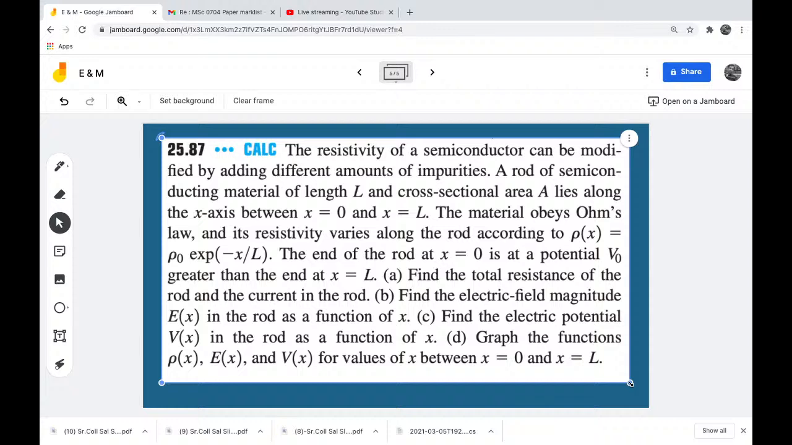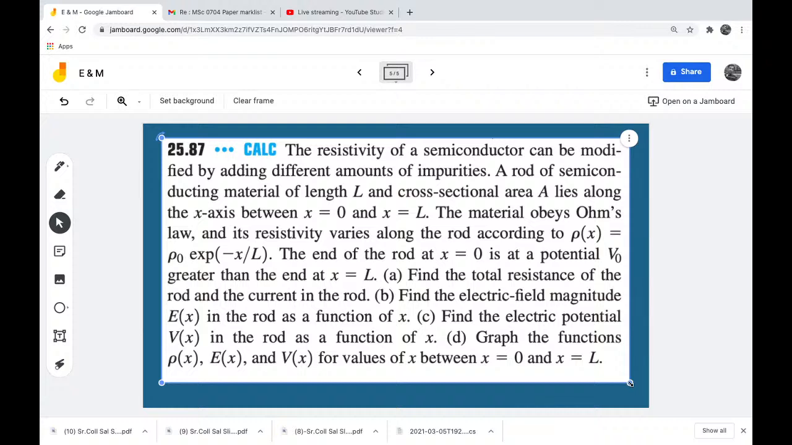So let's solve it. Resistivity of a semiconductor can be modified by adding different amounts of impurities. You know semiconductors are beautiful devices in the electrical world. Their resistances can be changed with position, volume, etc., layer by layer, by adding different concentrations of impurities. A rod of semiconducting material of length L and cross-sectional area A lies along the x-axis between x is equal to 0 and x is equal to L. The material obeys Ohm's law and its resistivity varies along the rod according to rho of x is equal to rho 0 e power minus x by L.